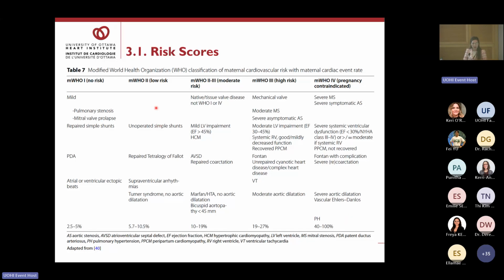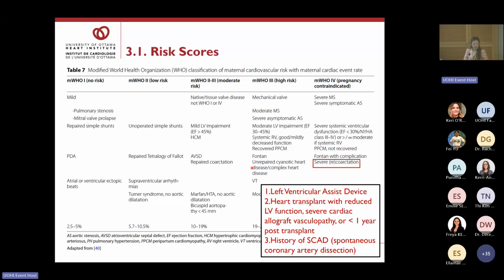I'll draw your attention to a few things, though. For example, there's a significant amount of pathology that is not represented in this classification. For example, patients with LVADs, patients that have had a heart transplant within the year, or patients with heart transplant that have graft dysfunction or severe cardiac allograft vasculopathy, or patients that have had a previous history of coronary artery dissection. These are categories of high risk, and we would probably advise against pregnancy in these cases.